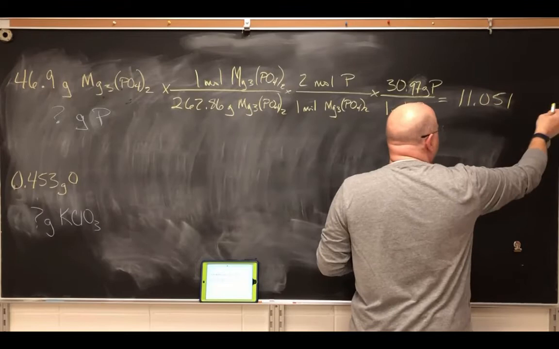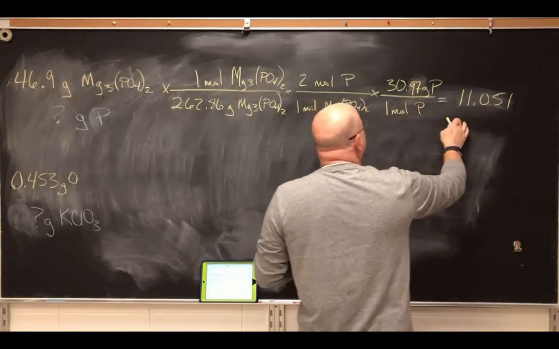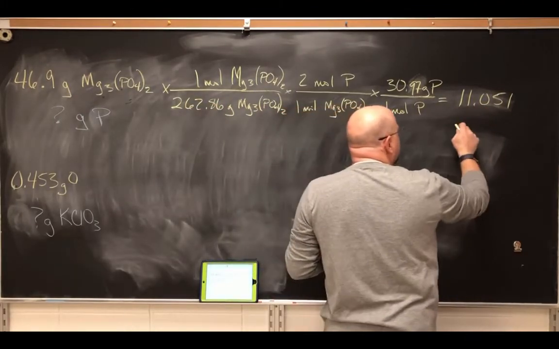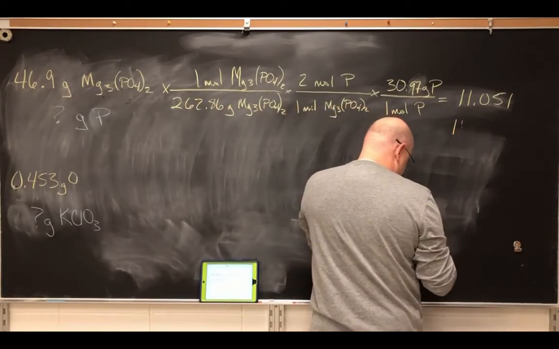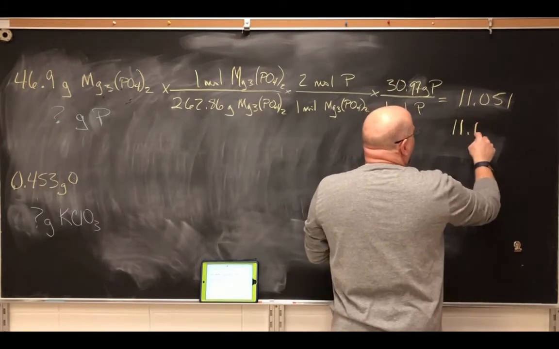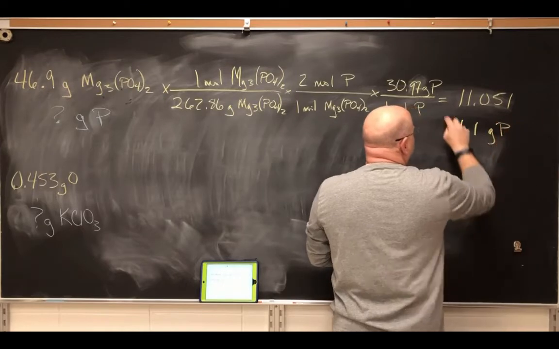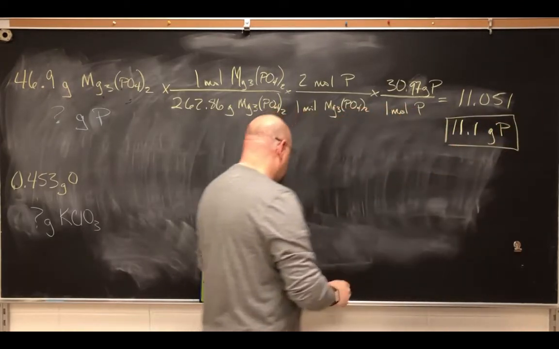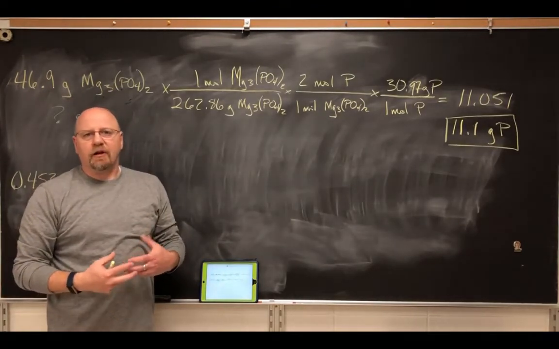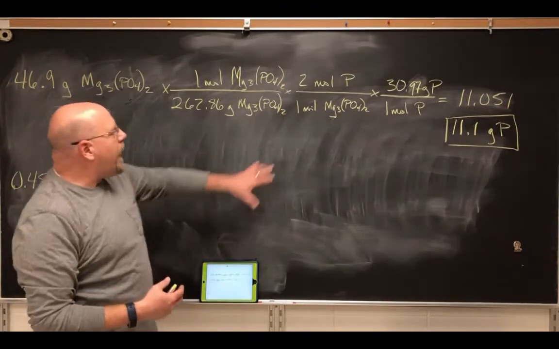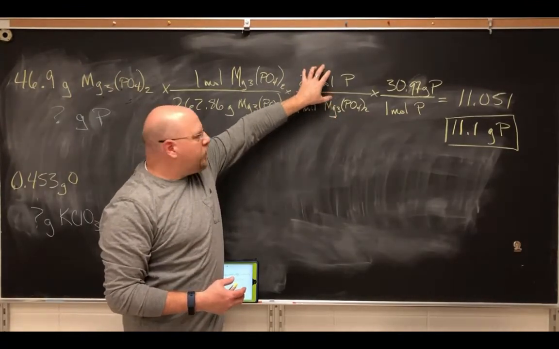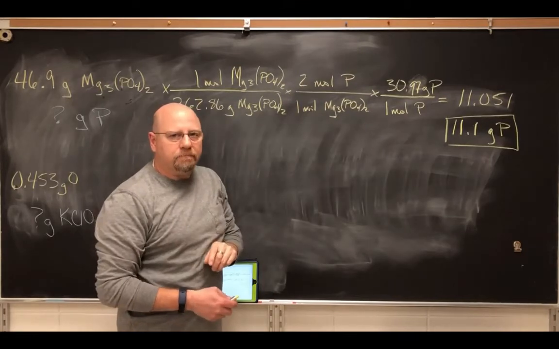We get 11.051 something else. When we take that to the correct number of significant digits, this has 3. Our final answer needs to have 3. We get 11.1 grams of phosphorus as our final answer. So all we are doing is using our gram to mole conversions that we get off the periodic table, as well as a conversion between moles of the compound and moles of the element from the actual compound formula.